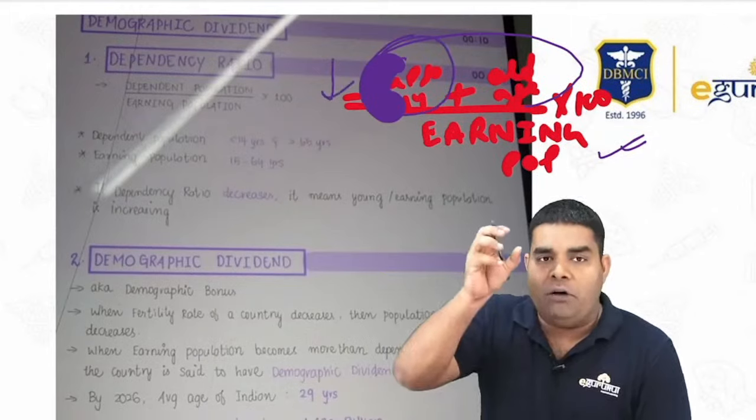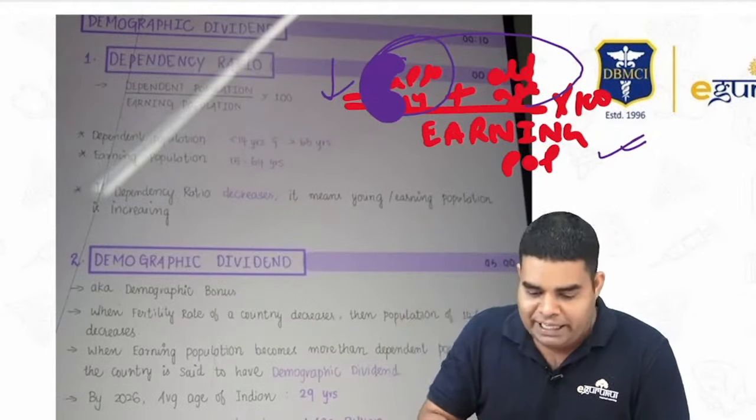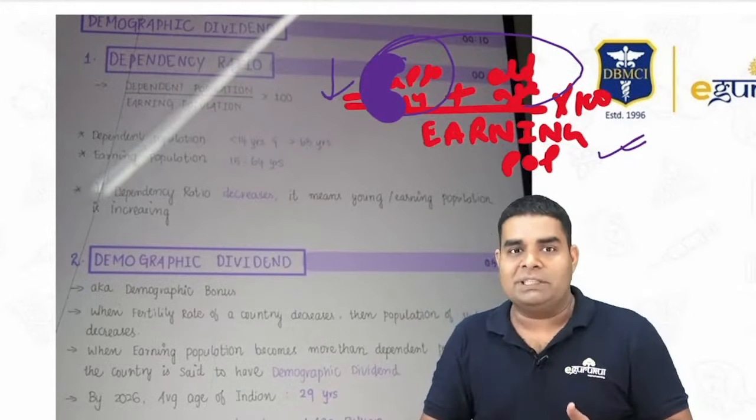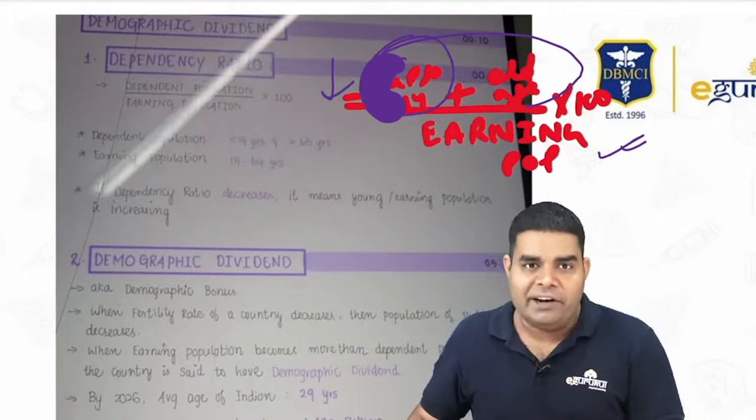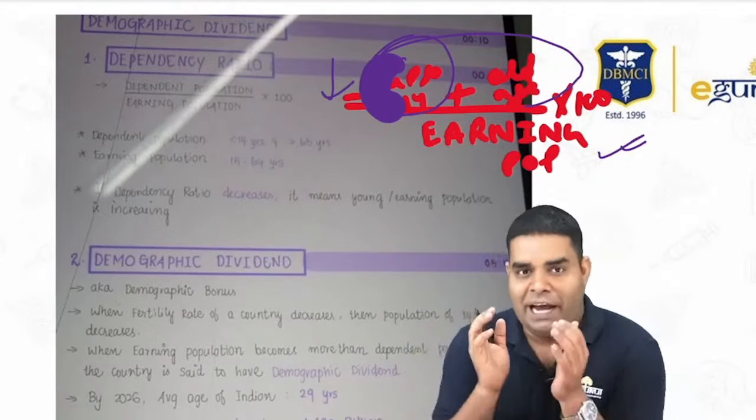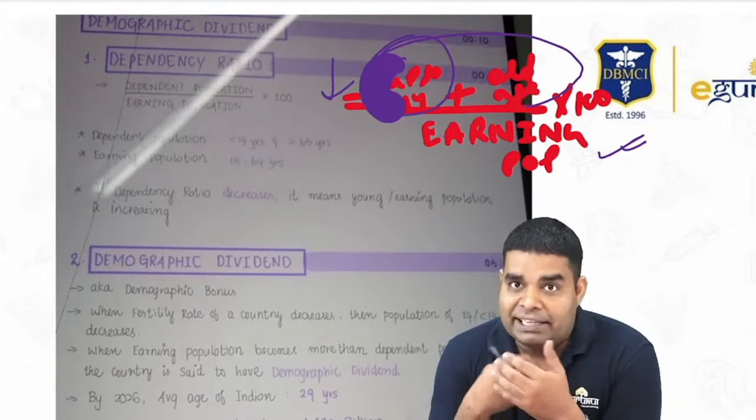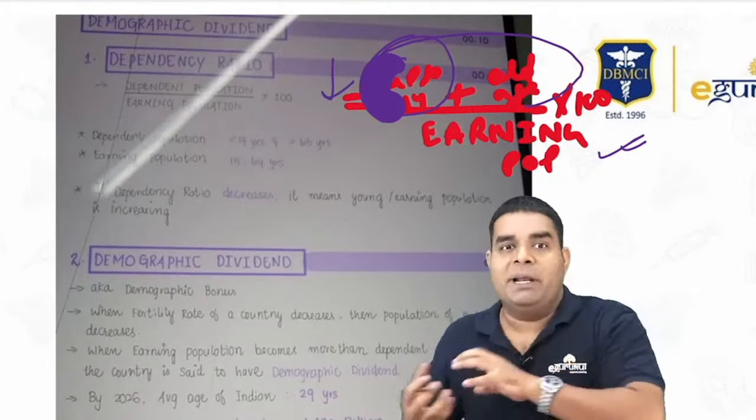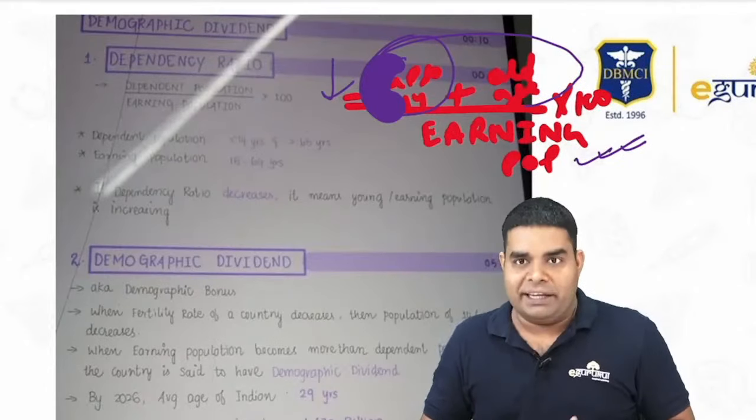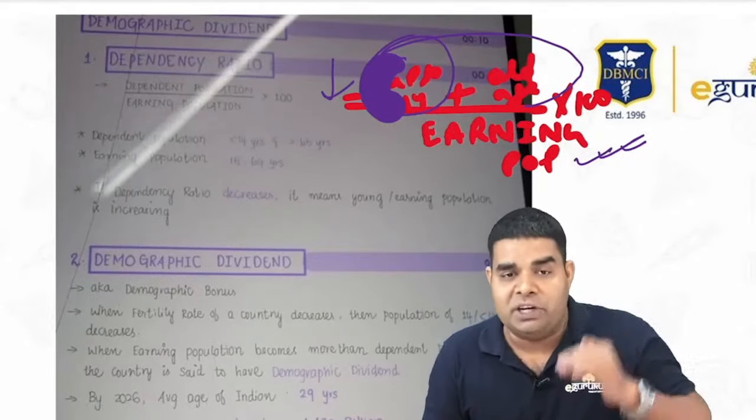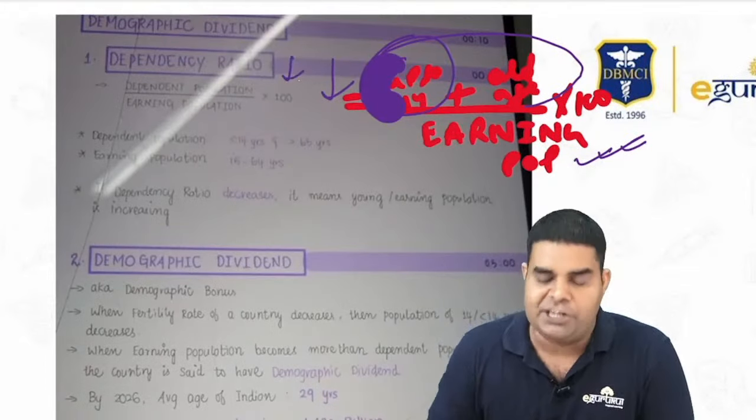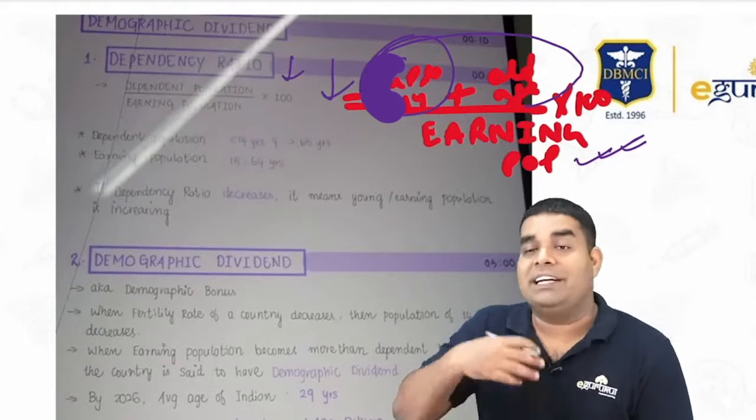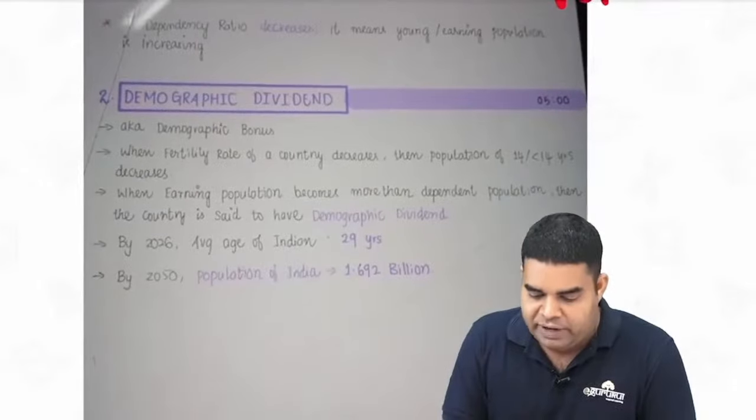And when the population of children less than 14 years decreases, then of course it will be good for the country, because I hope you understand that when there is a smaller number of children in any population, then there are fewer dependent people and more earning people. So if the number of children less than 14 years decreases, then the dependency ratio also decreases. And this is known as demographic bonus or demographic dividend. What is demographic dividend? It is a very simple thing.